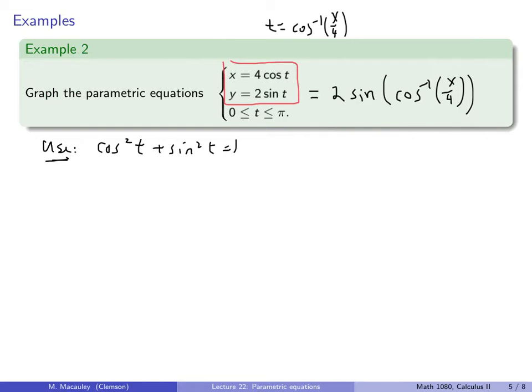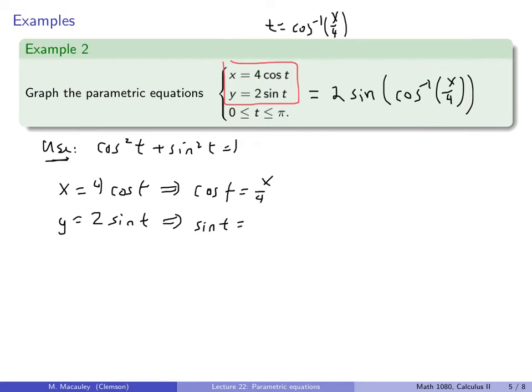So what do we have? We have x equals 4 cosine of t. So let's solve for cosine of t. So cosine of t equals x over 4. Similarly, y equals 2 sine of t, so sine of t equals y over 2. So I'm going to circle this. Cosine of t, sine of t. Let's plug that back in.